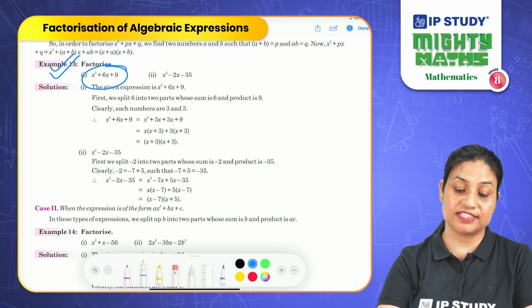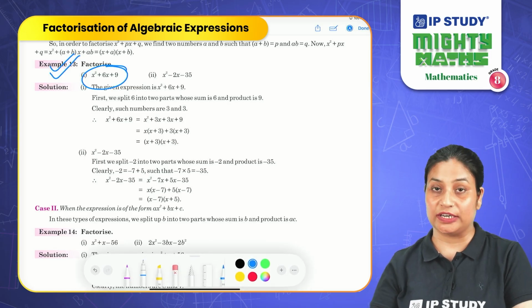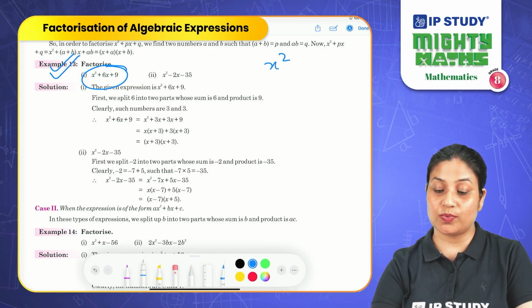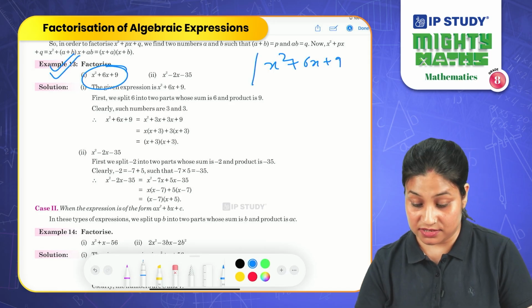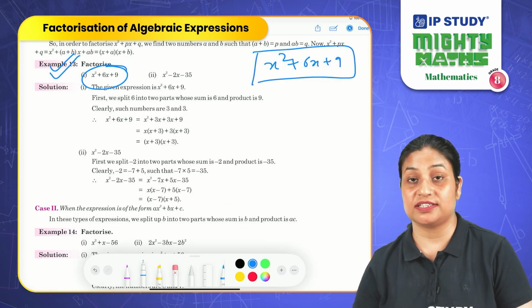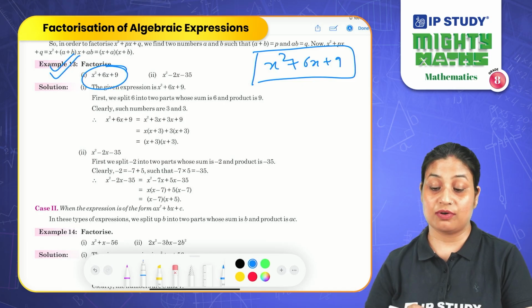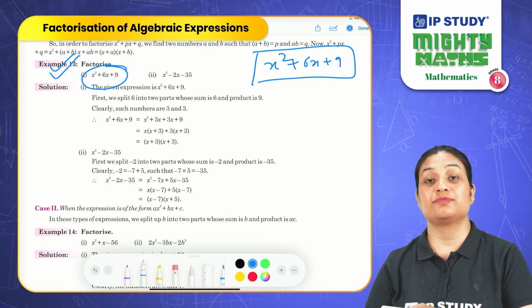So, here let's take example number 13, part 1. That is x squared plus 6x plus 9, right? This trinomial needs to be factorized, and how are we going to do that? In order to factorize it, we will use another method that is called splitting the middle term.